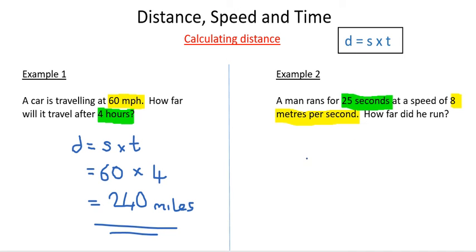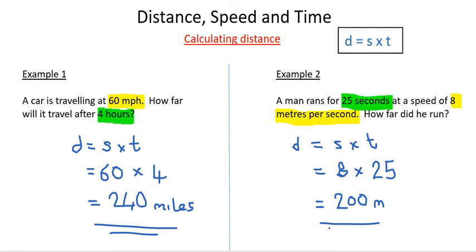So to work out the total distance he runs, we use our wee formula. Distance is speed multiplied by time, which is 8 metres per second for speed, so 8 multiplied by the time, which is 25 seconds. Okay, so 8 times 25 comes out to be 200. So for 25 seconds, every second he's running 8 metres. 8 multiplied by 25 is 200, and that would be metres because that's the unit of distance we're using. So it's 200 metres, which I'll just put as an m. That's fine to leave for metres.